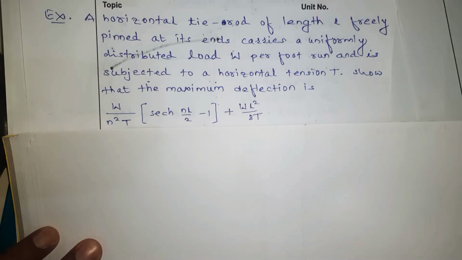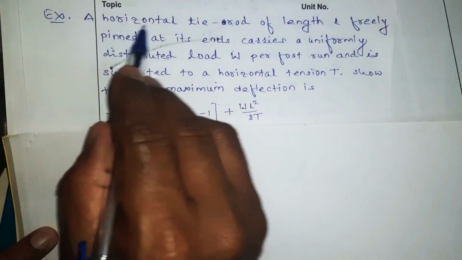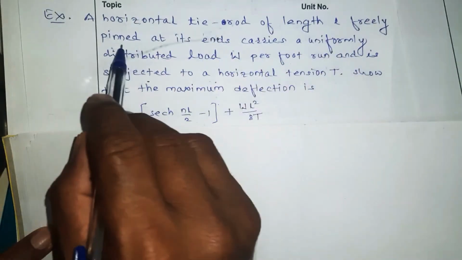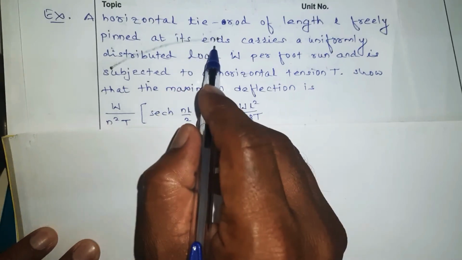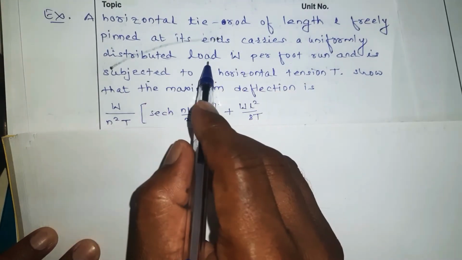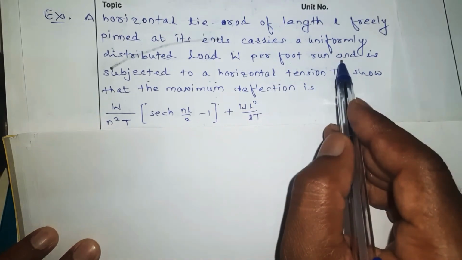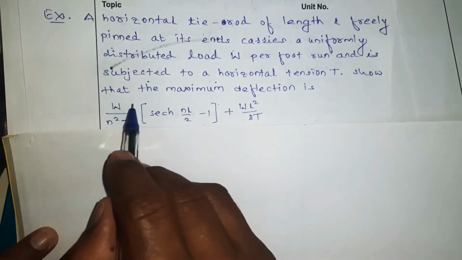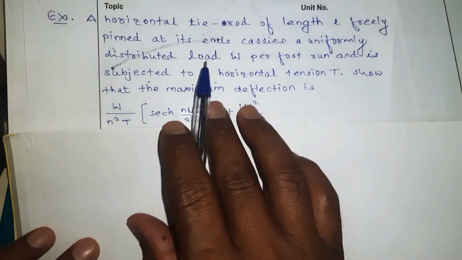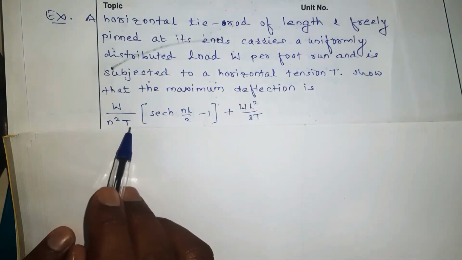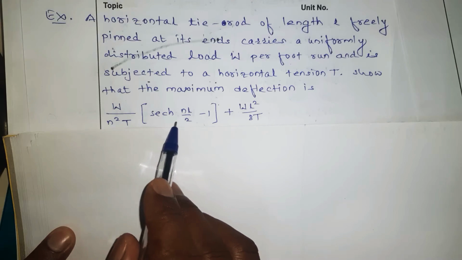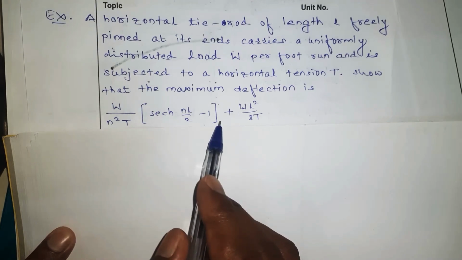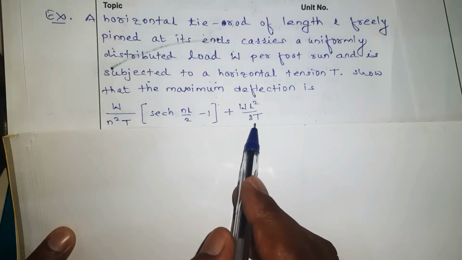We have seen the concept in the previous video. Now let us take the example of bending moment here. The example is: a horizontal tie rod of length L is freely pinned at its ends, carries a uniformly distributed load W per foot run, and is subjected to the horizontal tension T. Show that the maximum deflection is W upon n square T in bracket sec h nL upon 2 minus 1 plus WL square upon 8T.